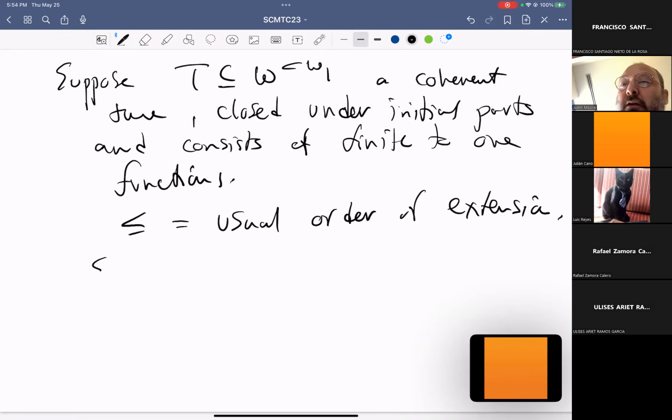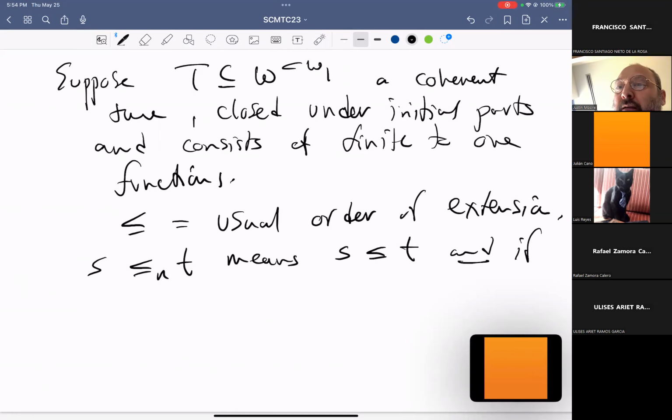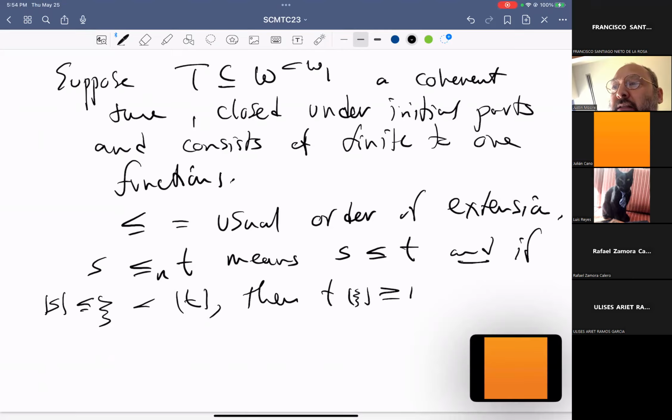And we also have a new order, which is, say, less than sub n. And this means that S is less than T in the usual sense. And if xi is such that the length of S is less than or equal to xi, and that's less than the length of T, then T of xi has to be at least n. That make sense?